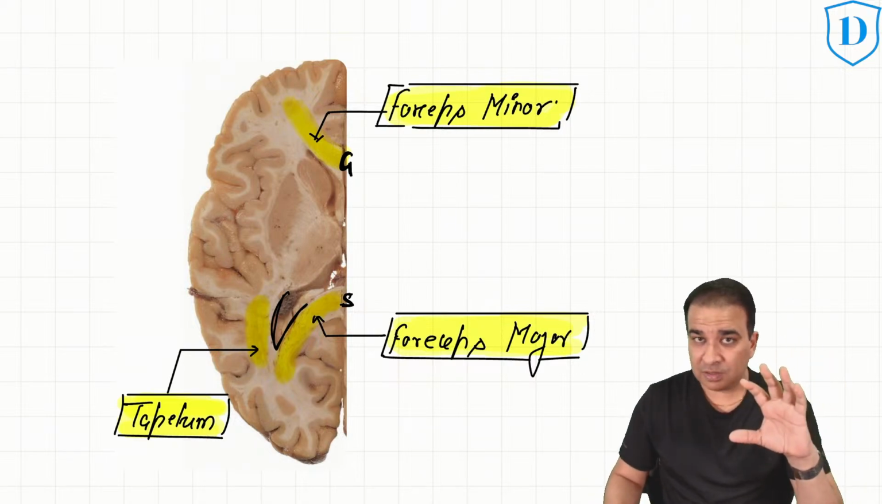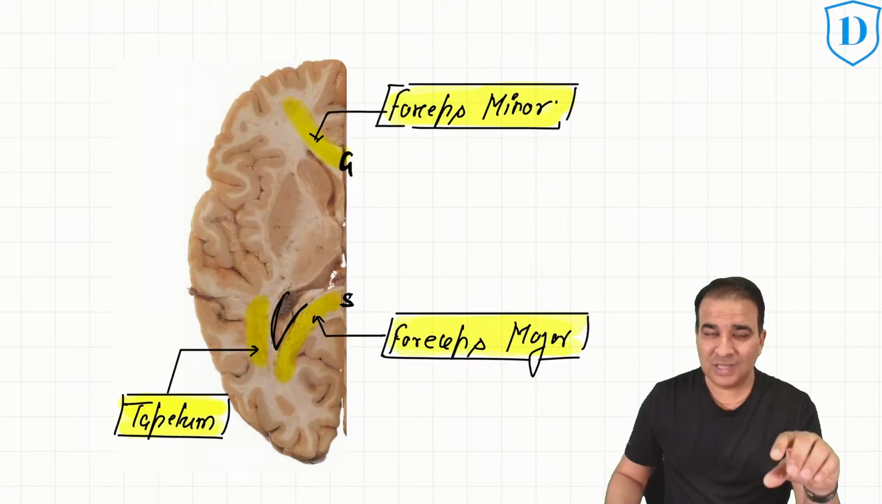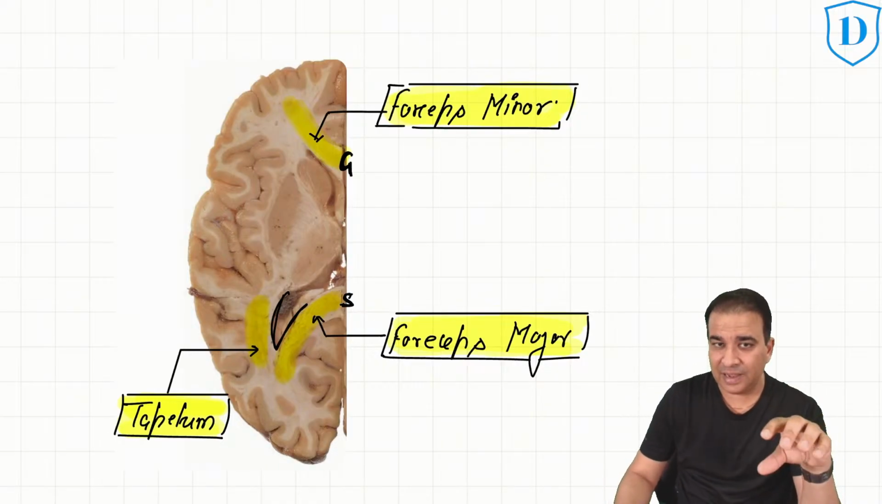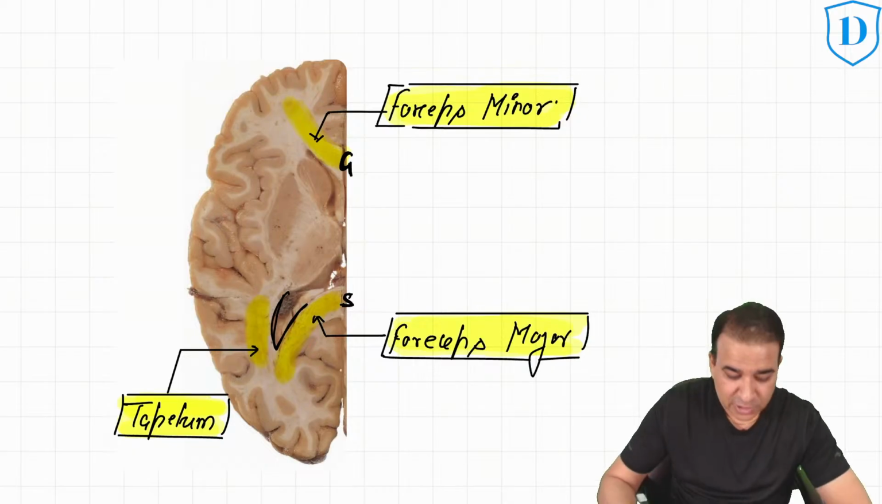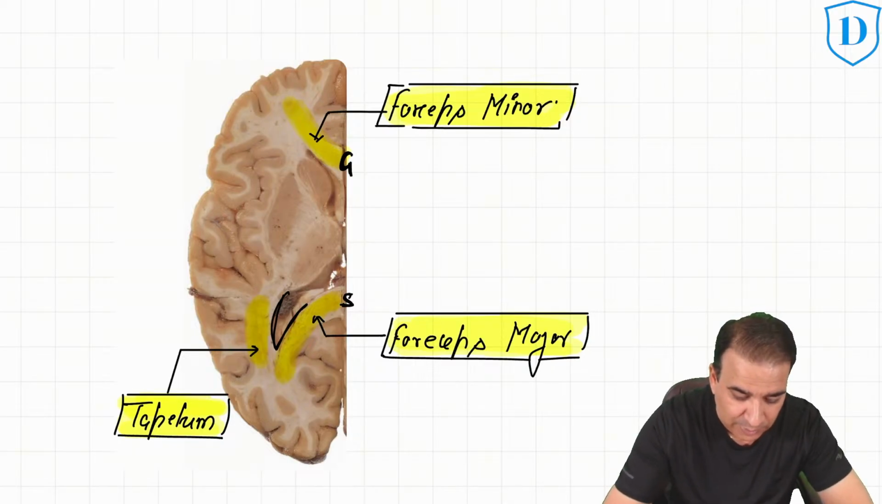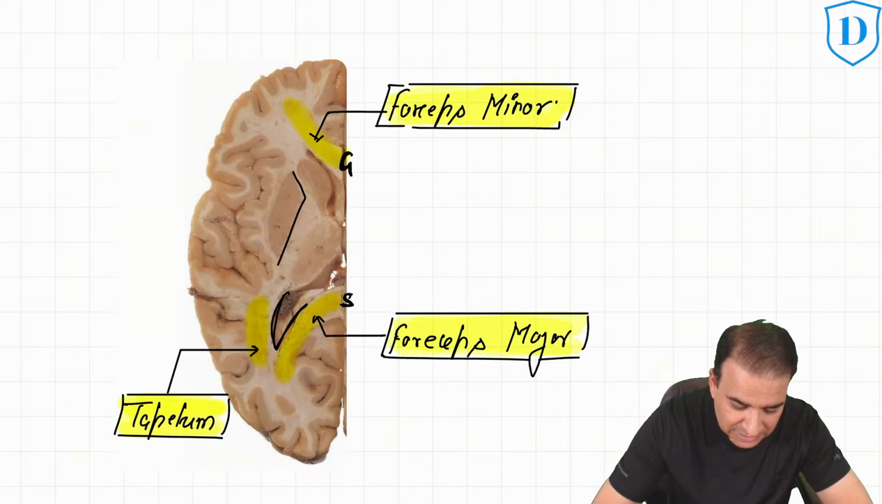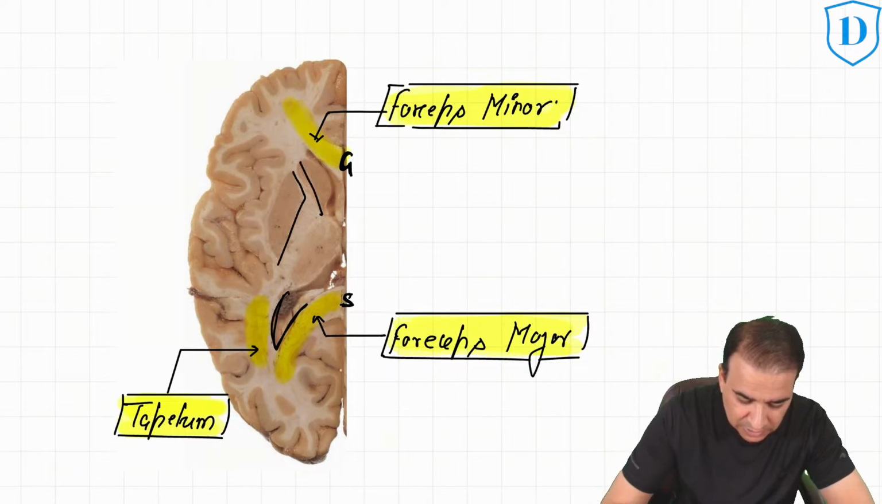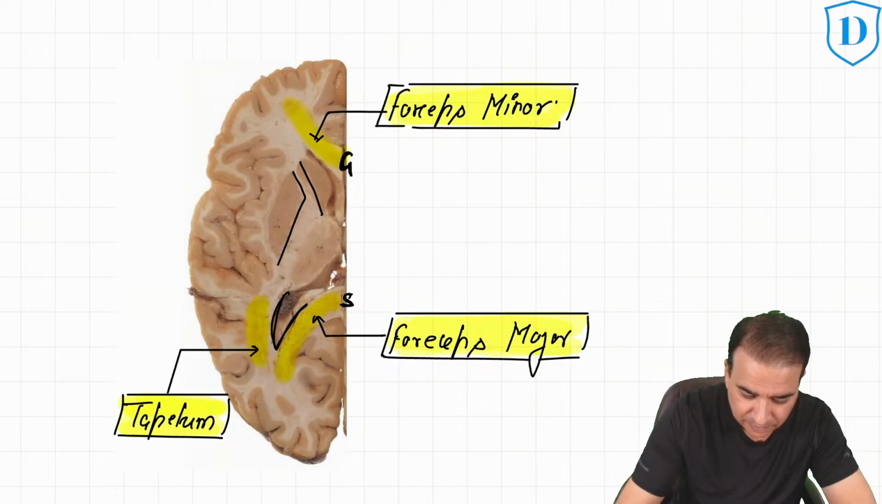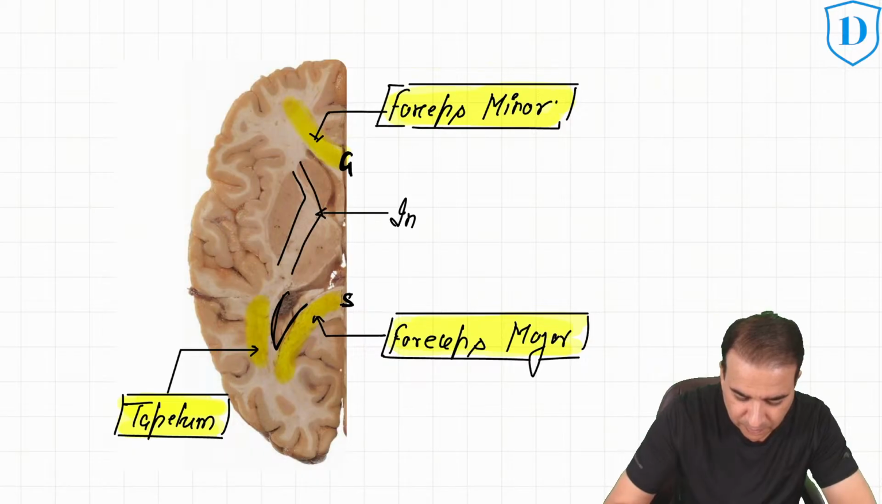But the thing which is usually asked in the exam is identification of structures inside and the relations of the internal capsule. देखो बेटा इसमें internal capsule कहाँ पर present है? This is the internal capsule. Look at this white matter bundle running like this. That is the internal capsule. ये internal capsule आपको, right? So that is the internal capsule.